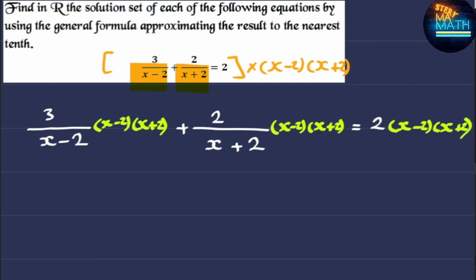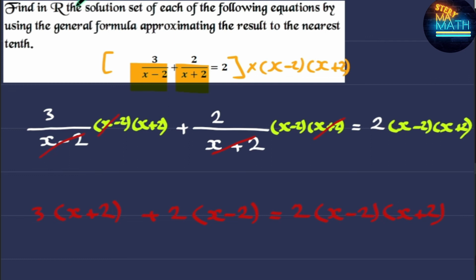What do you notice on the left with the first fraction, 3 over x minus 2? You have x minus 2 in the denominator and x minus 2 in the numerator, so they cancel each other out, leaving 3 times x plus 2. The same holds for x plus 2: the denominator and numerator cancel, leaving 2 times x minus 2. And on the right-hand side, you have 2 times x minus 2 times x plus 2.